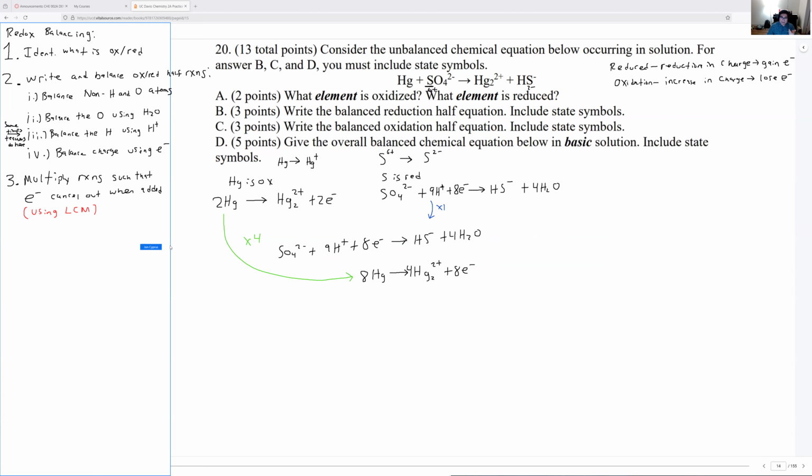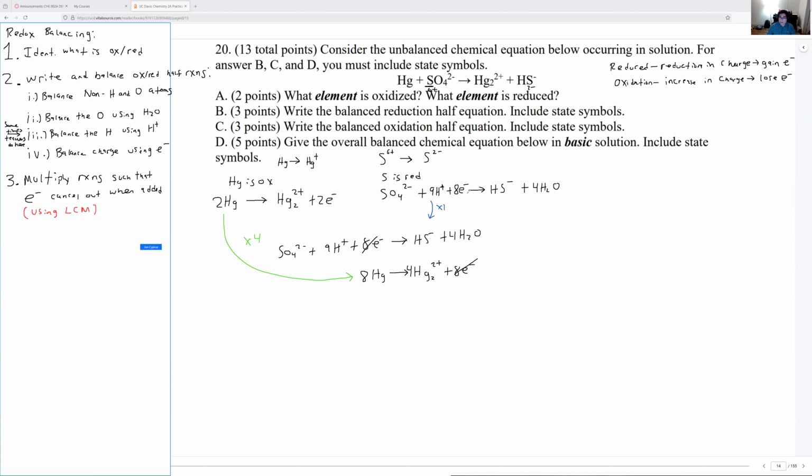So now I'm adding up these reactions, right? You can see the electrons cancel, right? As desired. Why did I multiply by 4? I multiply by 4 because we want the electrons to cancel, right? So if I multiply this by 4, this is going to be 8, and I have 8 electrons here. You're using the least common multiple of the two electron coefficients is what it is.